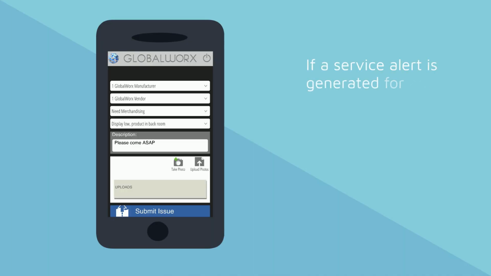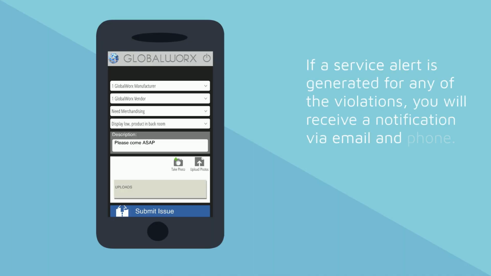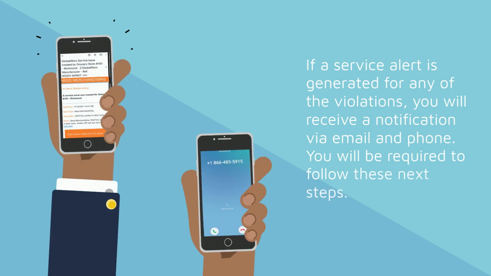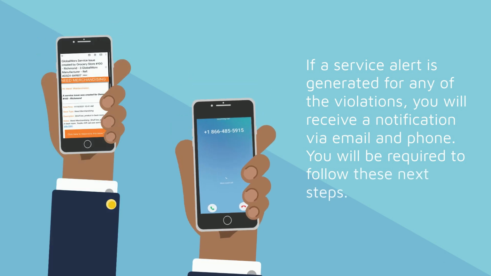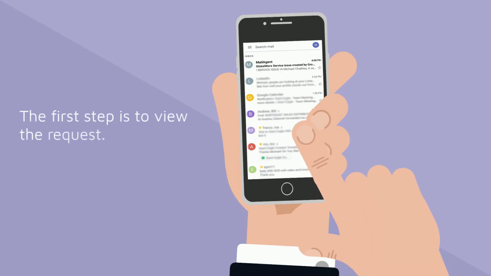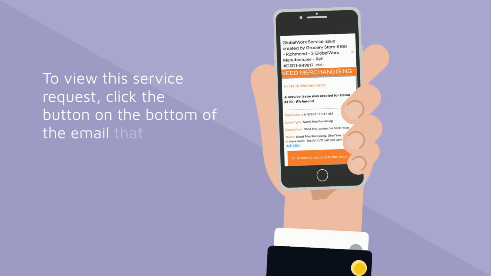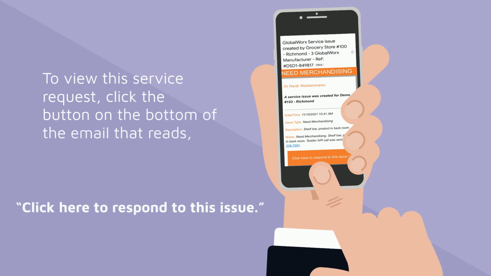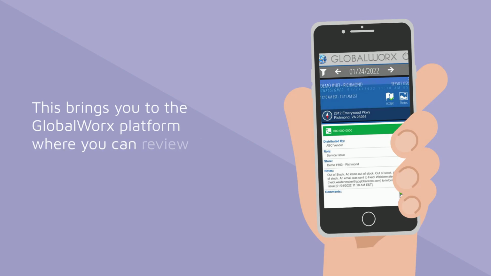If a service alert is generated for any of the violations, you'll receive a notification via email and phone. You'll be required to follow these next steps. The first step is to view the request. To view the service request, click the button on the bottom of the email that reads, "Click here to respond to this issue." This brings you to the GlobalWorks platform where you can review the description of the service request.